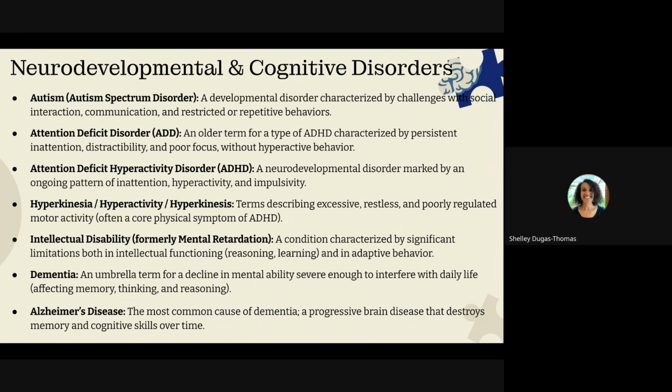So these conditions involve development and cognitive decline. ADD and ADHD are abbreviations for attention deficit disorder and attention deficit hyperactivity disorder. And these are characterized by inattention, hyperactivity, excessive motor movement, and impulsivity. Intellectual disabilities are limitations in adaptive and intellectual functioning. Dementia is an umbrella term for cognitive decline, literally a condition of losing one's mind, mental faculty. Alzheimer's disease is the specific progressive disease that is the most common cause of dementia.